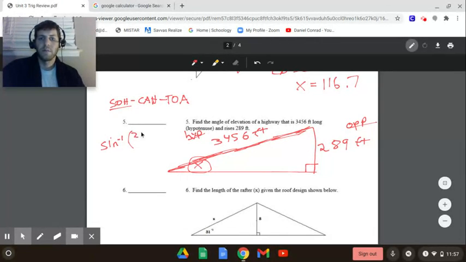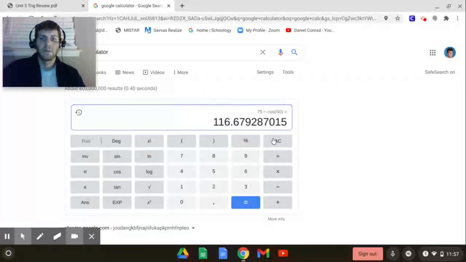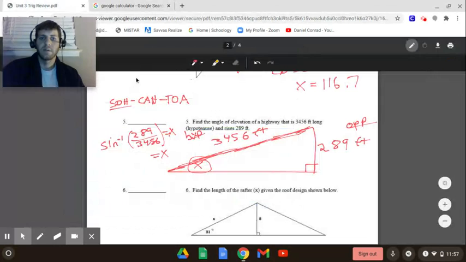So 289 divided by 3,456 equals our angle. We put that in the calculator: inverse sine of 289 divided by 3,456. Make sure you're in degrees, and that's going to be 4.8 degrees.